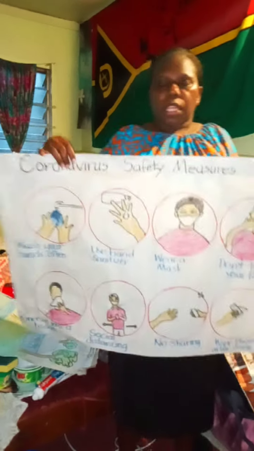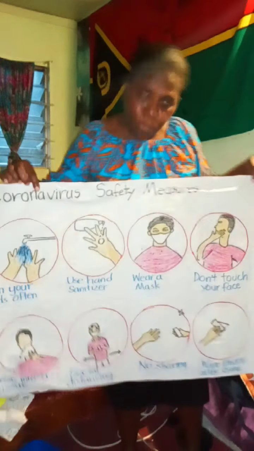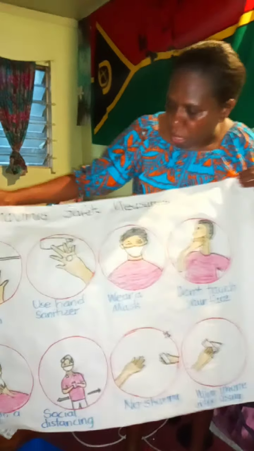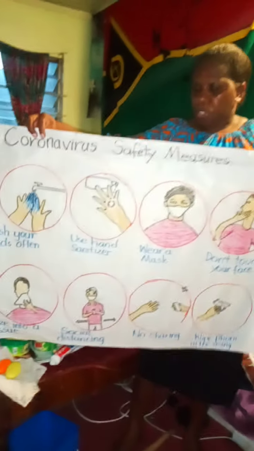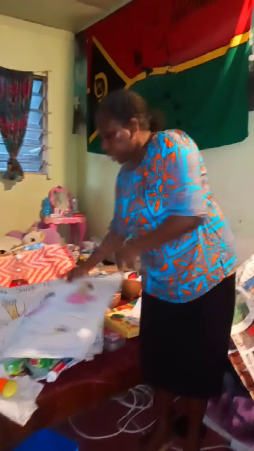And also for the coronavirus, as we are struggling with coronavirus, we'll be looking at it too. We have two posters on coronavirus. These show the safety measures that we should take to protect ourselves, with some pictures that show how we try to prevent ourselves from the corona. Children will be looking at the pictures and discussing them together. So that is for health.